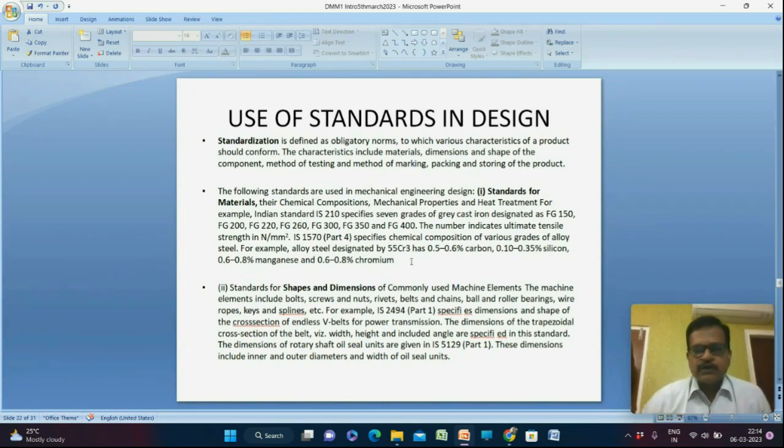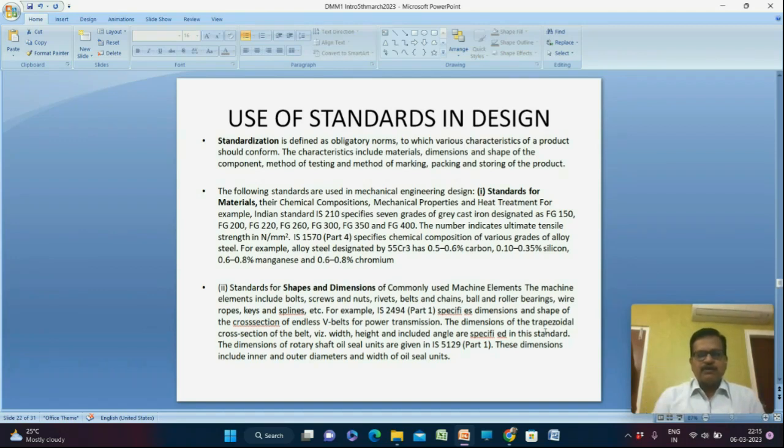Standards for shapes and dimensions of commonly used machine elements. The machine elements include bolts, screws, nuts, rivets, belts, chains, ball and roller bearings, wire ropes, keys, splines, etc. IS 2494 specifies the dimensions and shape of the cross section of endless V belts for power transmission. The dimensions of the trapezoidal cross section of the belt, the width, height, and included angle are specified in the standard.